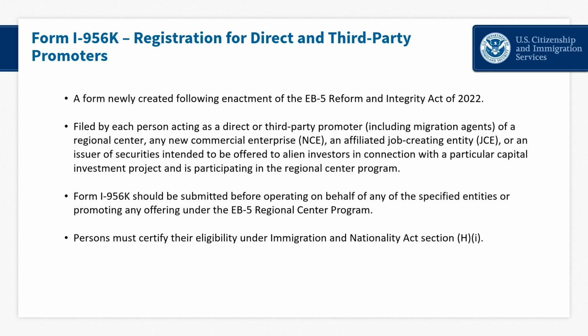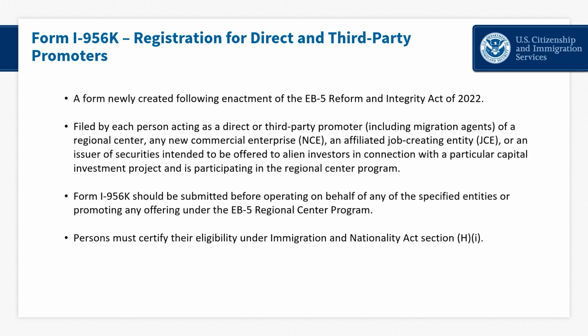Form I-956K is the registration form for direct and third-party promoters, which must be completed by each person acting as a direct or third-party promoter, including migration agents, of a regional center, any new commercial enterprise, NCE, an affiliated job-creating entity, JCE, or an issuer of securities intended to be offered to alien investors in connection with a particular capital investment project, and is participating in the Regional Center program. A promoter should submit Form I-956K before operating on behalf of any of the specified entities, or promoting any offering under the EB-5 Regional Center program.